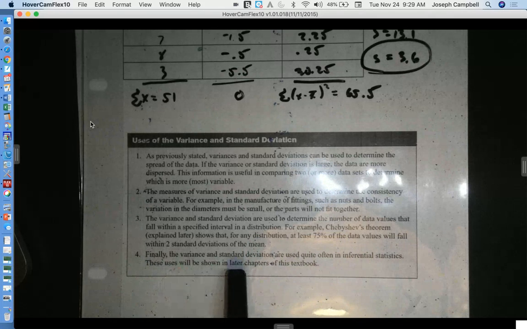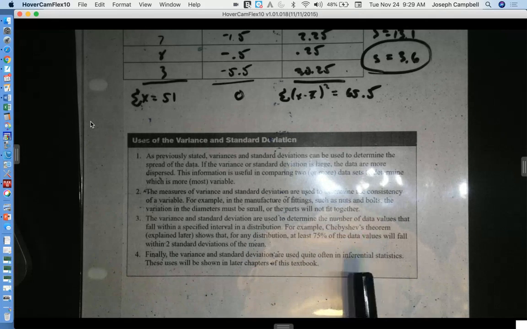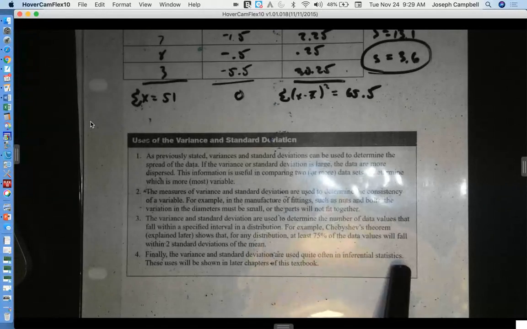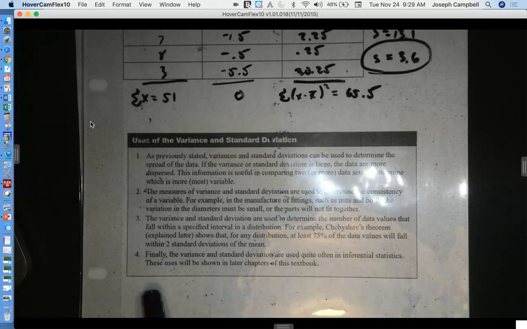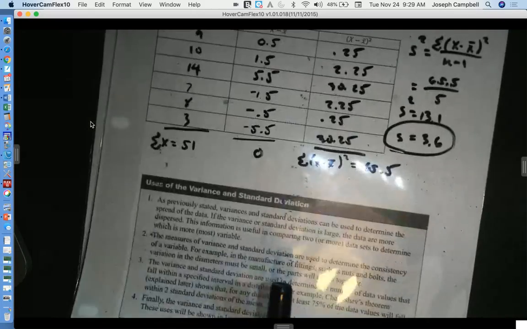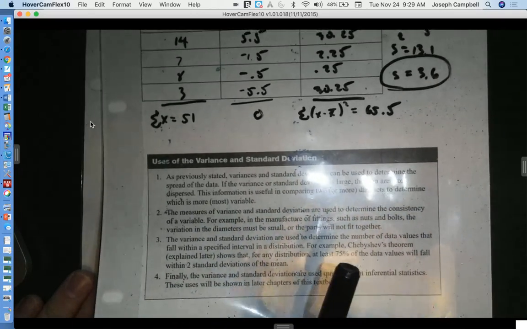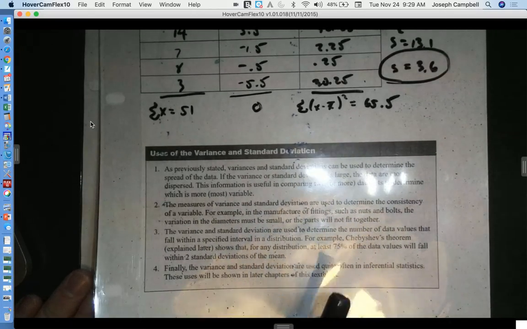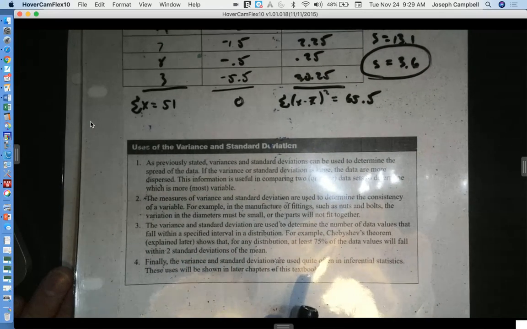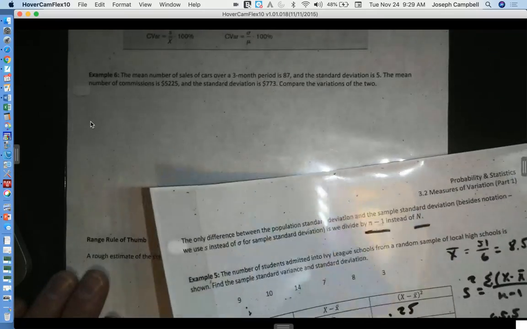Finally, the variance and standard deviation are used quite often in inferential statistics. Okay, if you recall, inferential statistics is like predictive statistics, or also when you're taking samples and trying to make conclusions about the larger population. These uses will be shown in later chapters of this textbook. Yeah, so we'll get to that stuff. All right, so those are the two big pieces in this section: standard deviation and variance. Those are the most useful, most talked about, but there are others as well.